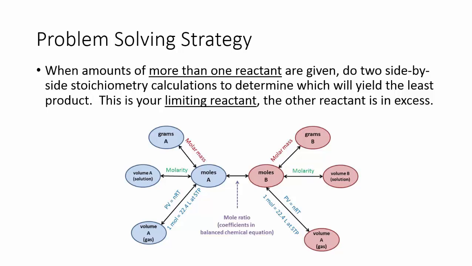Other than that, the strategy is the same. We're using your mole map. So if you're starting with grams of one substance, your first step would be to find moles using molar mass. Then you would use your mole ratio to convert from moles of one thing to moles of something else.